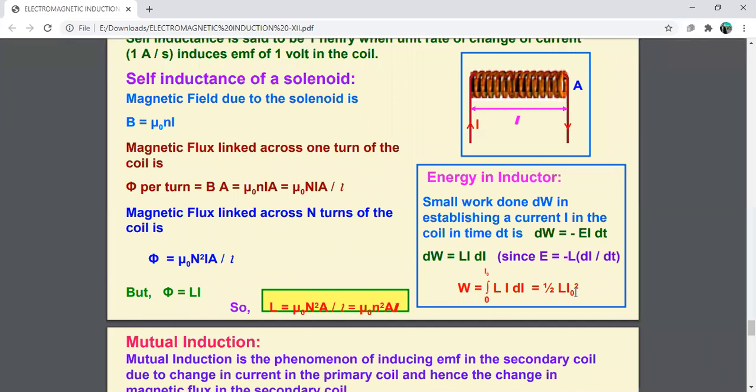And this expression is similar to what you have studied in a capacitor, that energy U equals half epsilon naught E naught square in case of a capacitor. So this is the analog of that one.